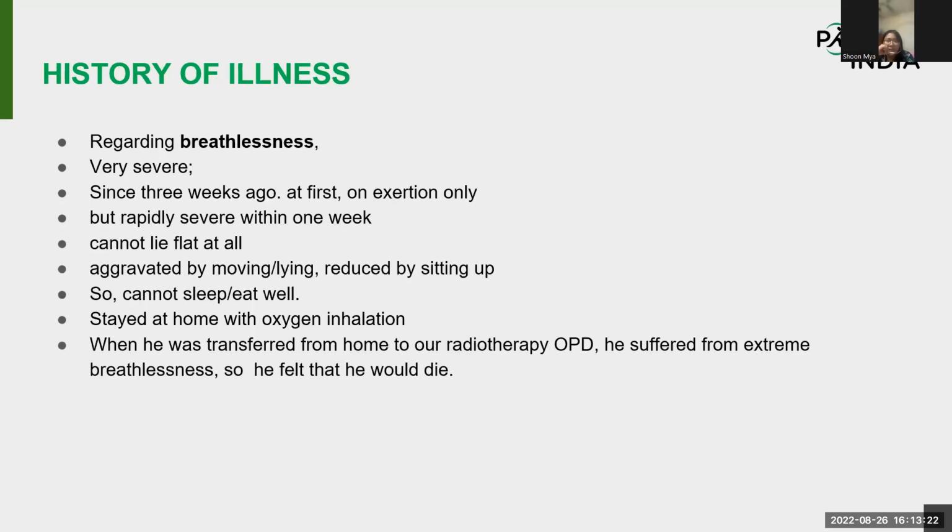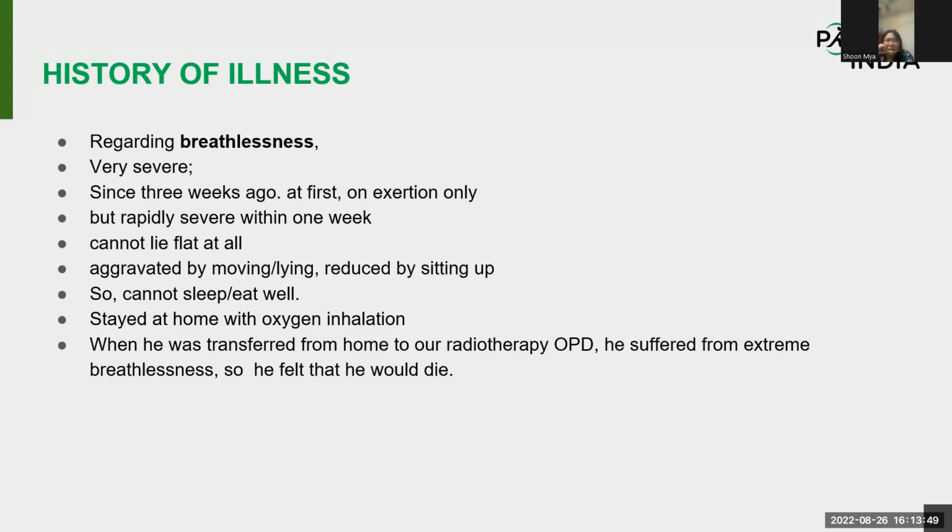So regarding breathlessness, on arrival, it was very severe. Actually, it started 3 weeks ago, and at that time it was mild and on exhaustion only. But the breathlessness became rapidly severe within 1 week, and it is aggravated by moving and lying, and reduced by sitting up. So the patient cannot lie flat at all. He cannot sleep or eat well due to his breathlessness.